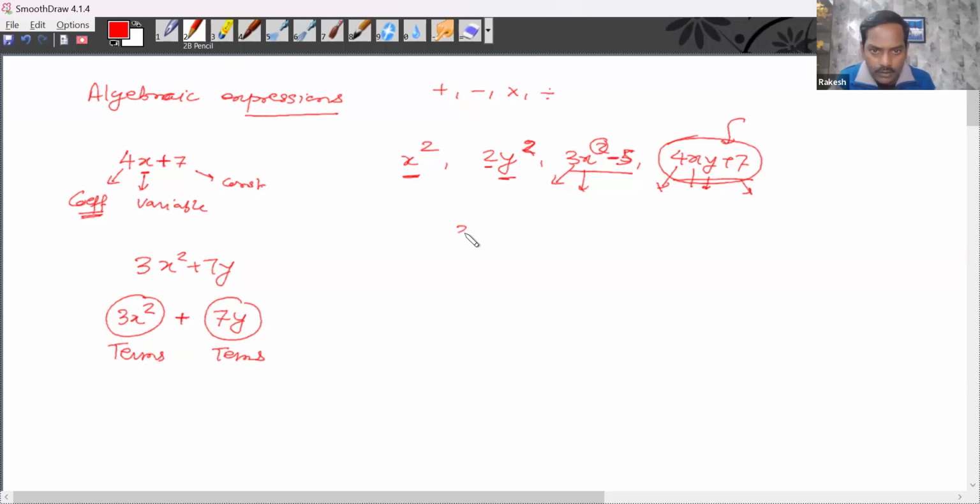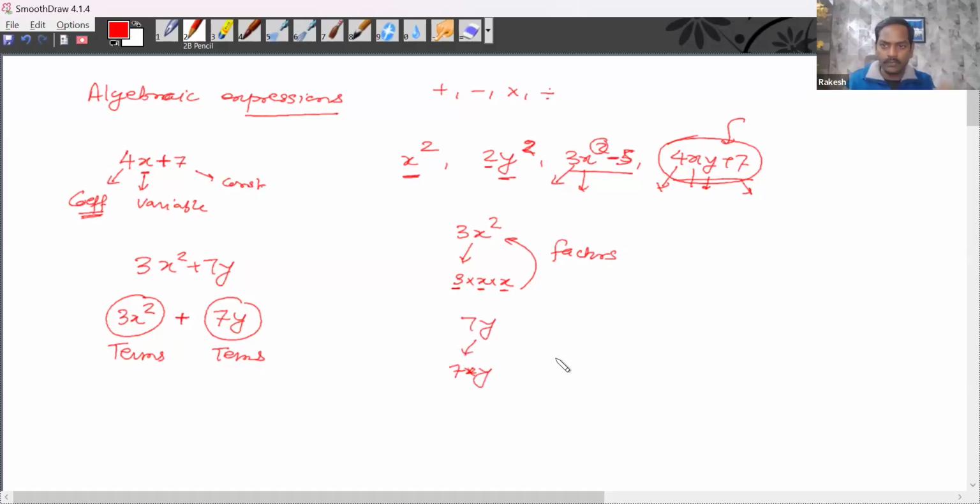If I look at each of these terms, the first term, 3x square, is nothing but 3 multiplied with x multiplied with another x. So each of these, that is 3 and the variable x, are factors of 3x square, right? Because each one of these will divide 3x square for sure. They are formed by that. So they are factors of 3x square. Similarly, 7y as a term has factors 7 and y, correct?